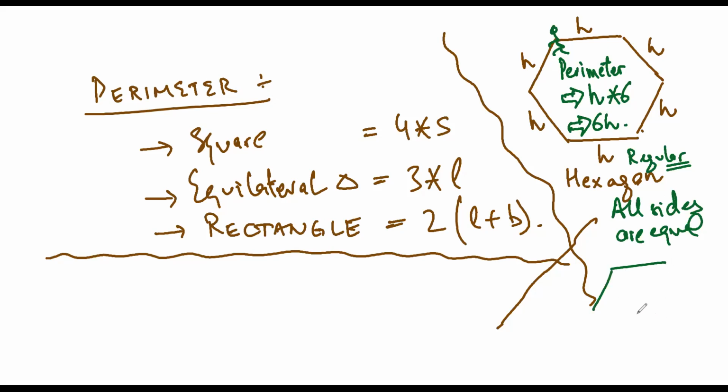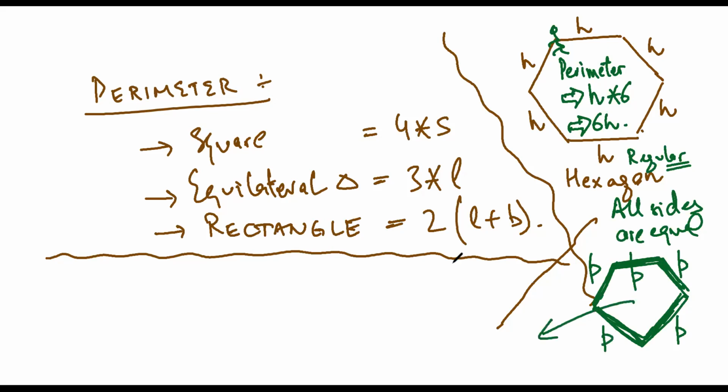Similarly, you can make any figure that you want. Let me make a pentagon. This is a regular pentagon, which implies that each side is P. So what will be the perimeter of this pentagon? 5 into S.